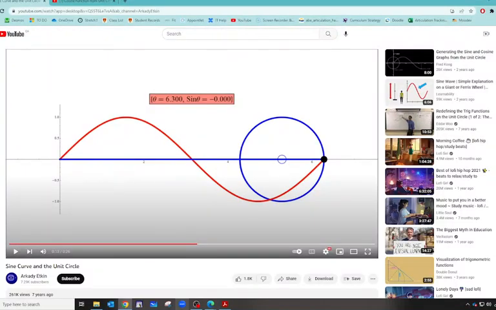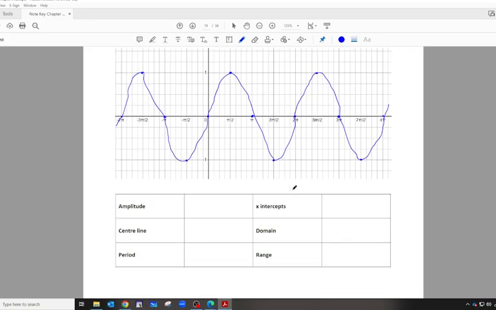And the last thing we have to do is just go through the features. So what is the amplitude of a sine curve? Well, it goes up to 1 and down to -1, so the amplitude is 1. The center line is this line that you oscillate about, and the center line is only important when we start transforming these graphs. So if you think about your center line being the place that you're going up and down from, you can move this center line up and down, and it can help you kind of frame your graph.